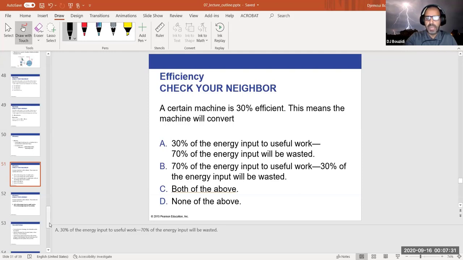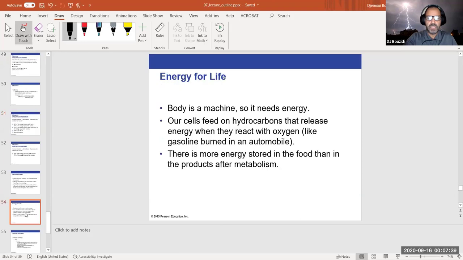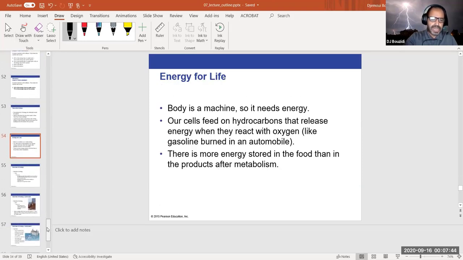A key note in here is that the efficiency of compound machines is a product of the efficiencies of the simple machines that make them up. So that's basically how it works. Okay, that was only one question for the day.